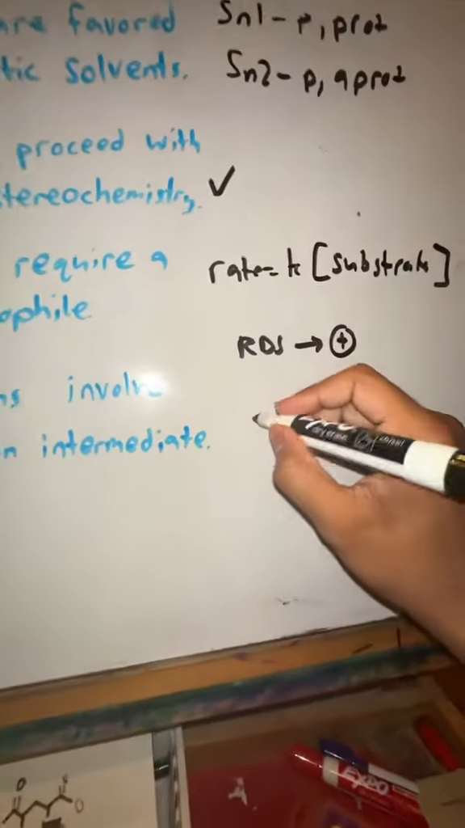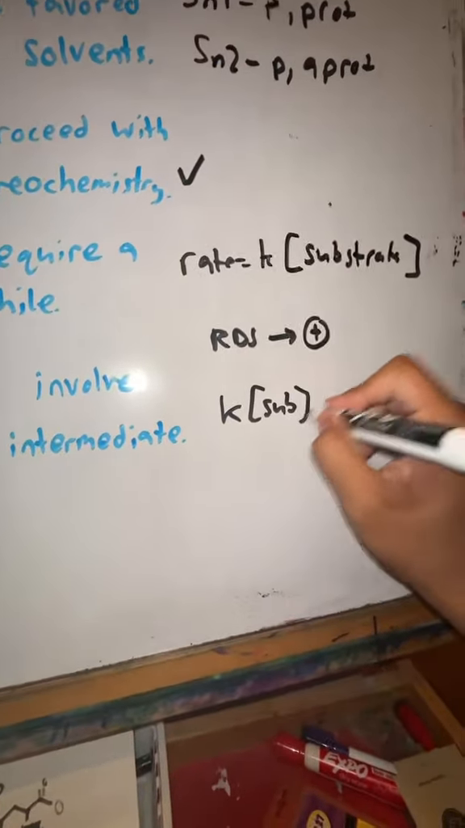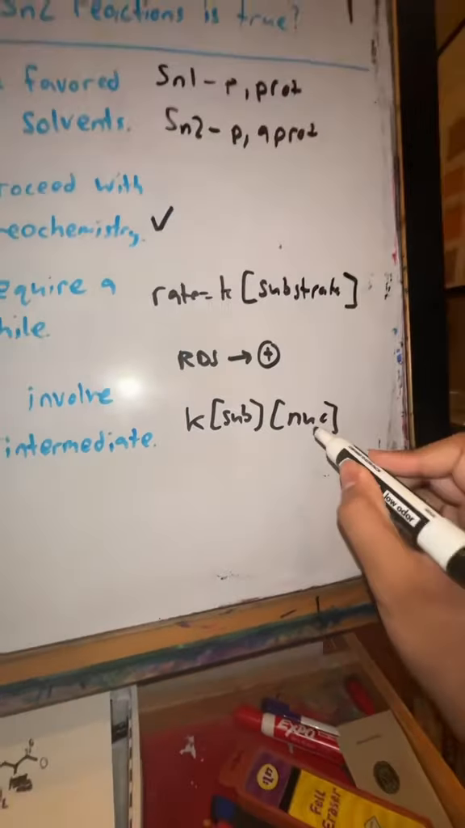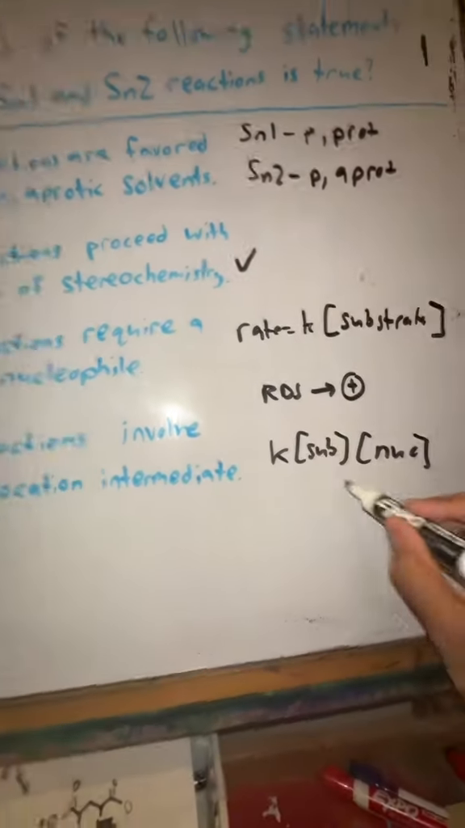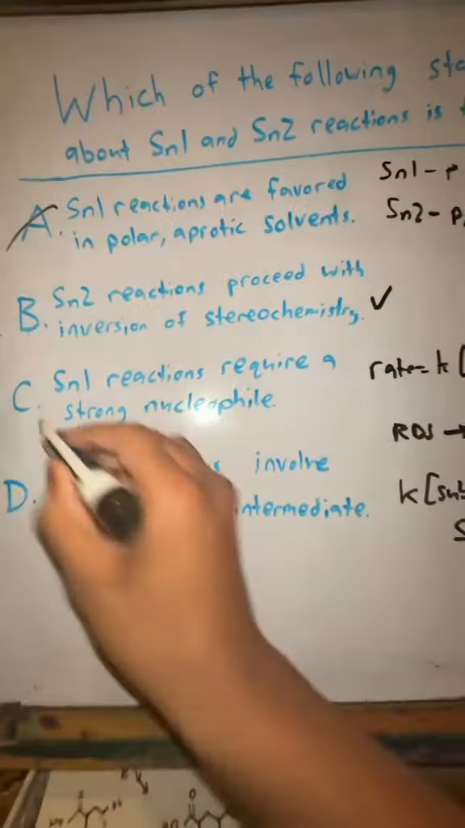If this goes slow, then this will be slow. You know what I'm saying? But SN2, on the other hand, is going to be k times substrate and nucleophile. So you actually want a good, strong nucleophile to increase the rate of SN2. But we're talking about SN1, so we don't need a strong nucleophile, so this is incorrect.